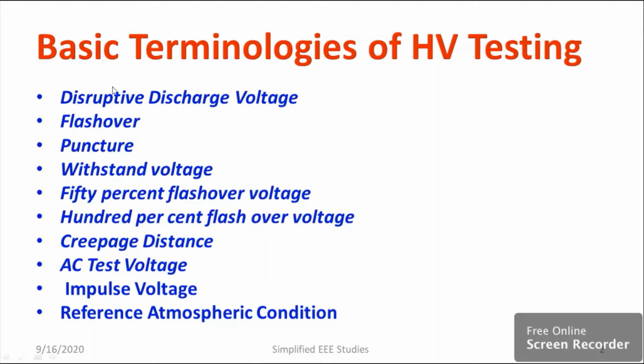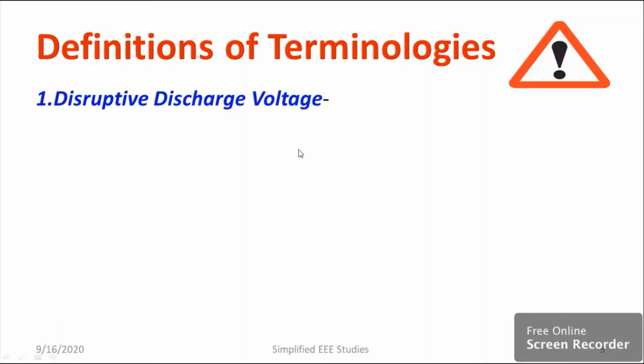As you know, these are the different terminologies which will be used for HV testing: disruptive discharge voltage, flashover voltage, puncture, withstand voltage, 50% flashover voltage, 100% flashover voltage, creepage distance, AC test voltage, impulse voltage, and finally reference atmospheric condition. Let us familiarize ourselves individually. What do we mean by disruptive discharge voltage?